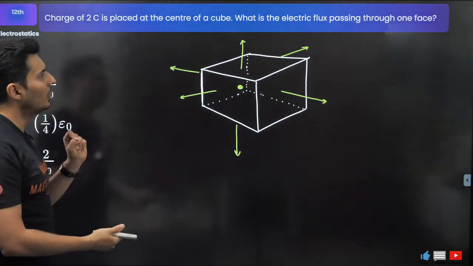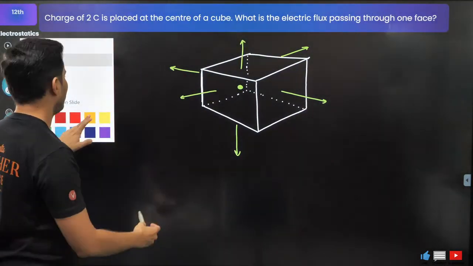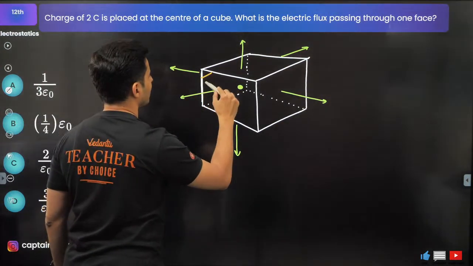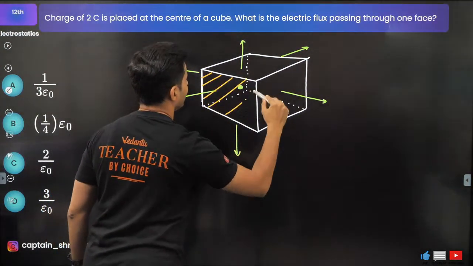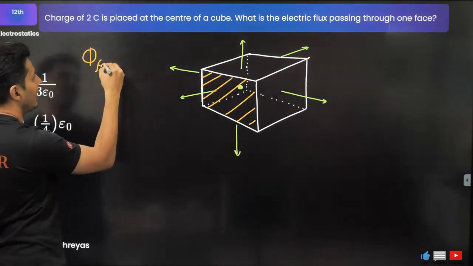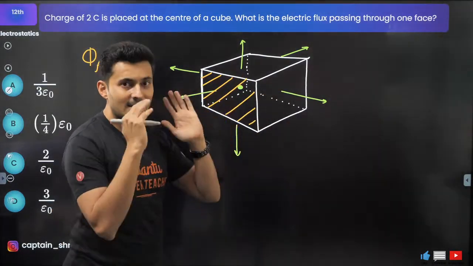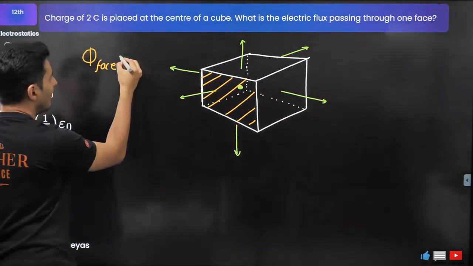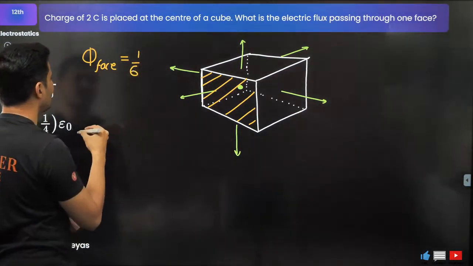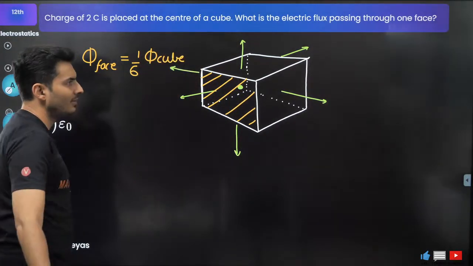So I know that if I have to find the flux through any one face, let's say I want to find the flux through this particular face, I know that the flux through any one face, because there are 1, 2, 3, 4, 5, 6 faces of a cube, will be 1/6 of the total flux through the cube. Do you guys agree with this?